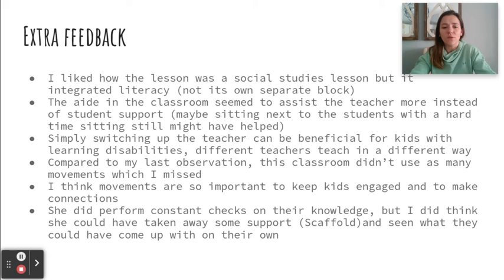Those were the two things that I found mostly: that the paras or aides in the classroom were being a little bit underutilized, and that she could have used more movement and more of her support to help her in the classroom.